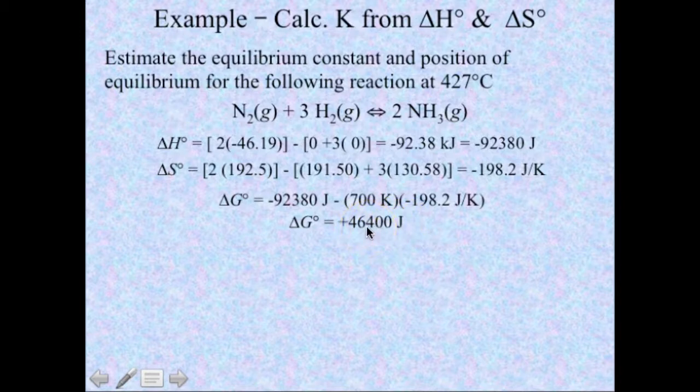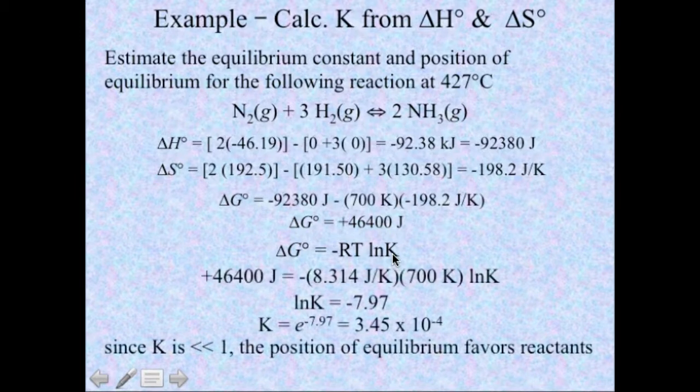Now, how do we use that to calculate the equilibrium constant? Delta G0 equals minus RT ln K, because we're talking about equilibrium here. And delta G0 is 46,400 joules equals minus R, which is 8.314 joules per Kelvin, times 700 Kelvin, times the natural log of K. So the natural log of K calculates to be minus 7.97. And we take the anti-ln, the anti-log of minus 7.97, we get 3.45 times 10 to the minus 4.